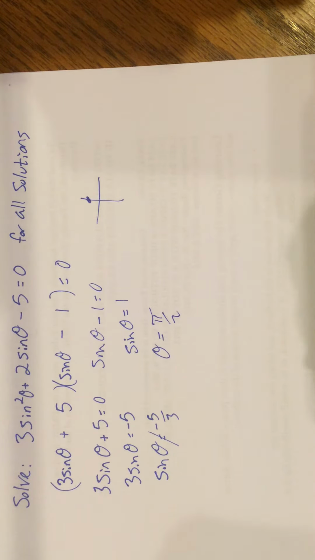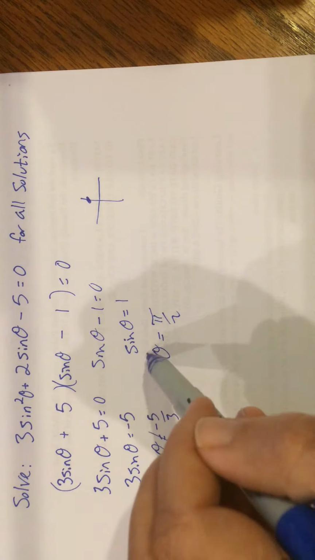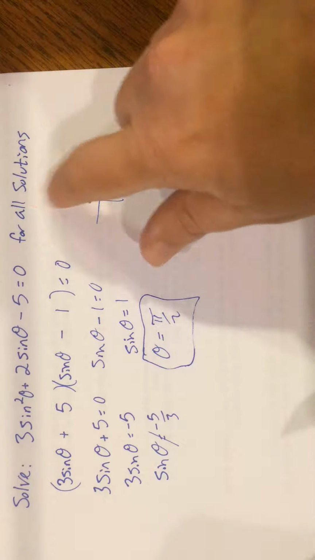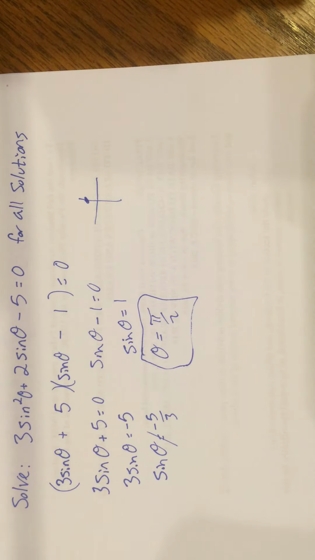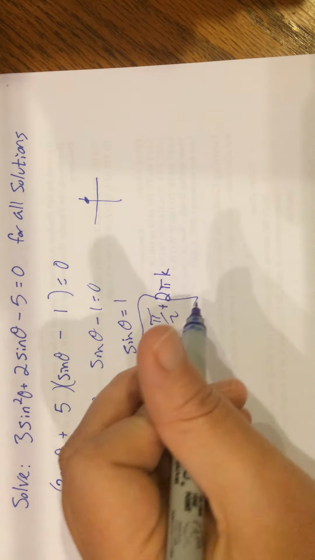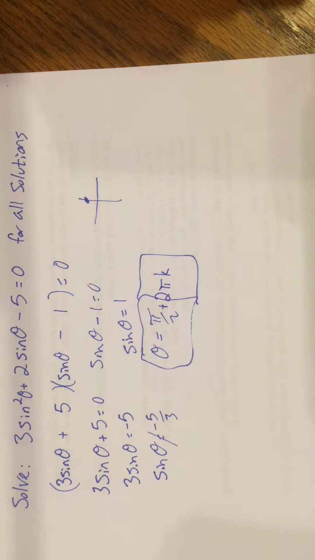So I do have an answer for this, but I only have one answer. The only theta that would work in that equation is going to be pi over 2. But I wanted it for all solutions. So it is pi over 2, but what else am I going to have to do to it? I am going to have to add my 2 pi k to show that it works every single time I go around that circle.